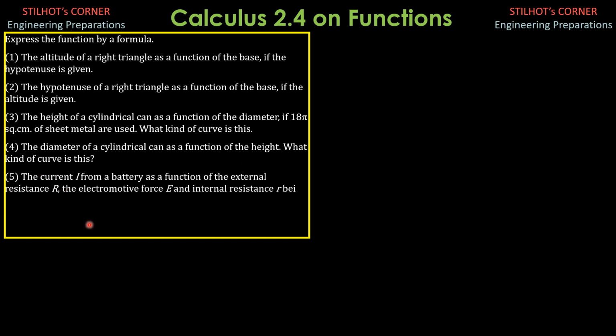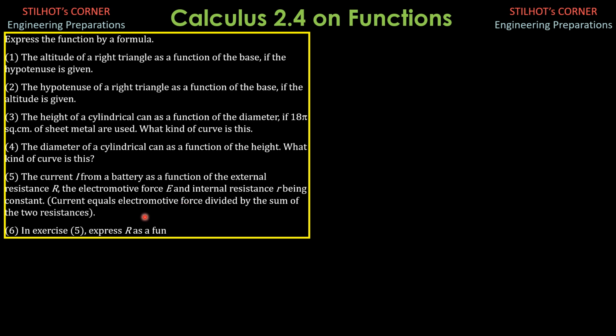The current I from a battery as a function of the external resistance R. The electromotive force E and internal resistance small r being constant. So note current equals electromotive force divided by the sum of the two resistances. Then number 6 in exercise 5, express R as a function of I. By the way, if you want to answer these exercises, there are 7. You may do so by pausing the video and compare results later.